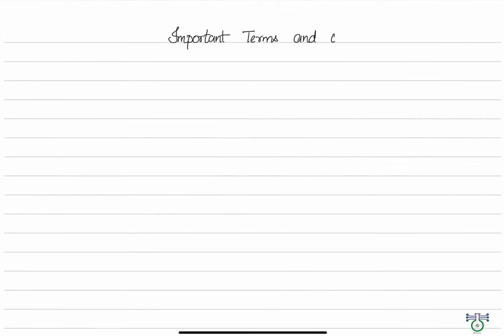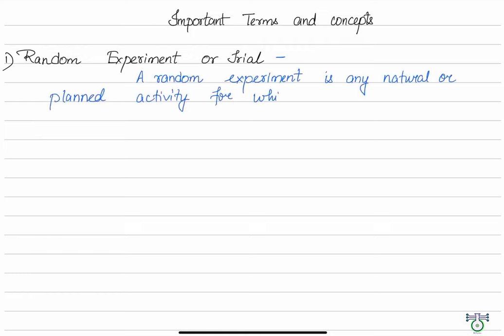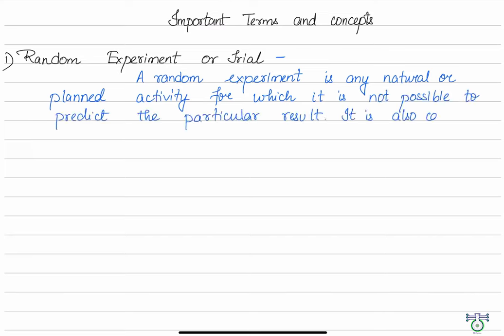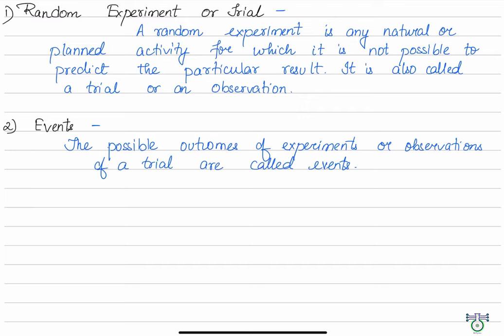Let's understand some important terms and concepts. Random experiment or trial. A random experiment is any natural or planned activity for which it is not possible to predict the particular result. It is also called a trial or an observation. Events. The possible outcomes of experiments or observations of a trial are called events.